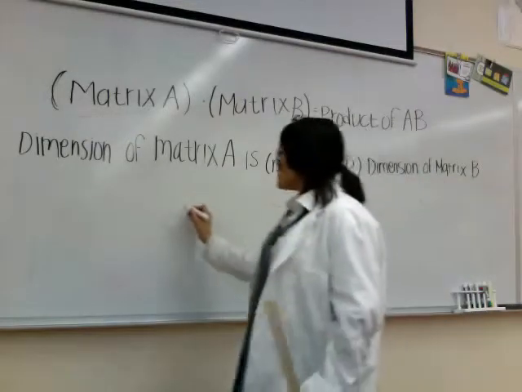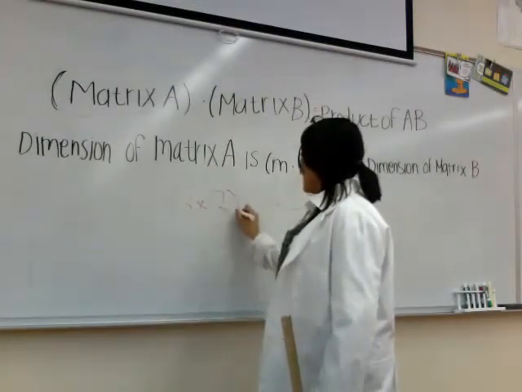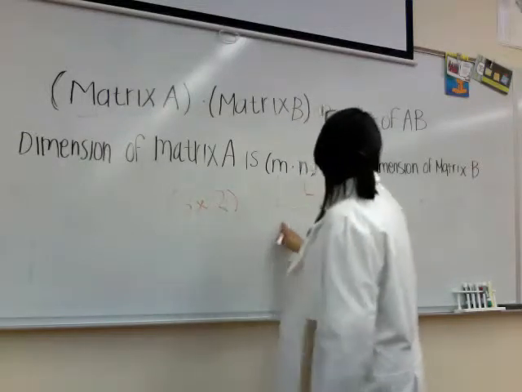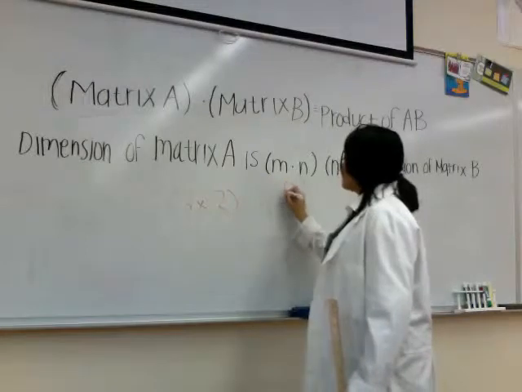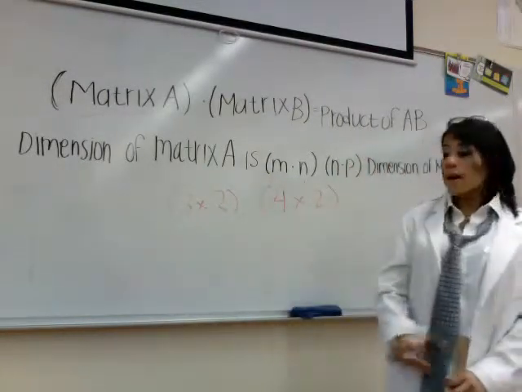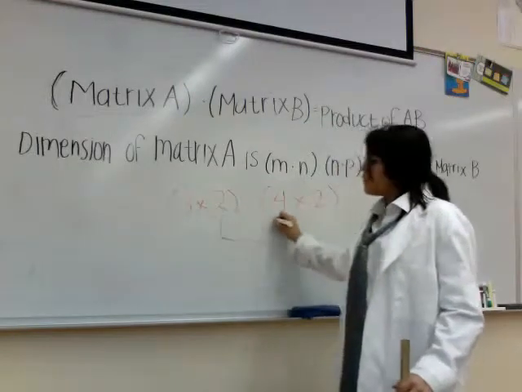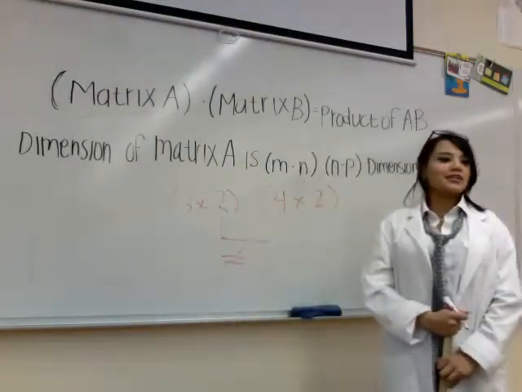So if our first matrix is a 3 by 2 and matrix B is a 4 by 2, then we cannot multiply them together because the 2 and the 4 are not equal.